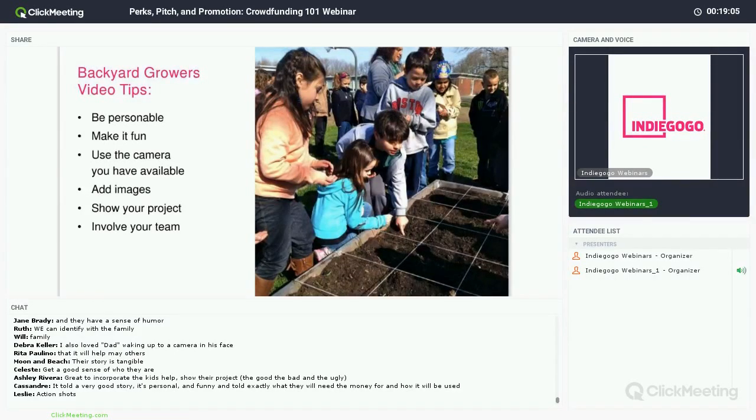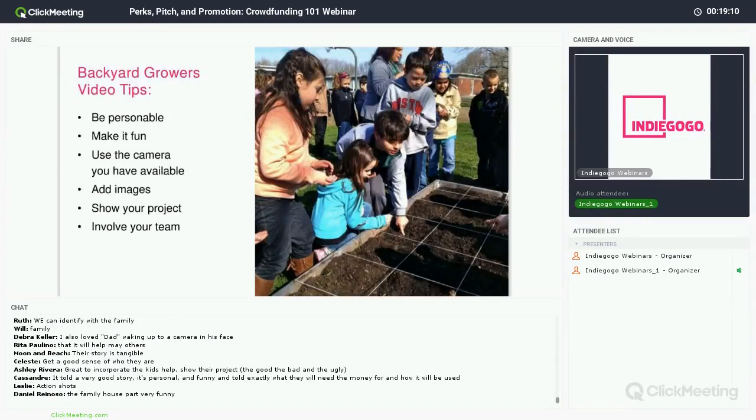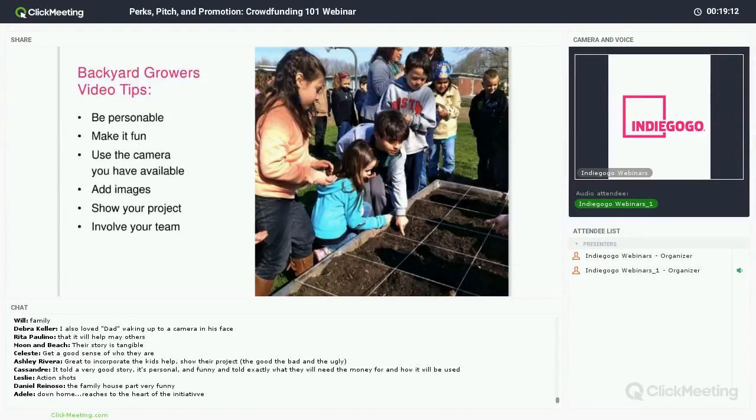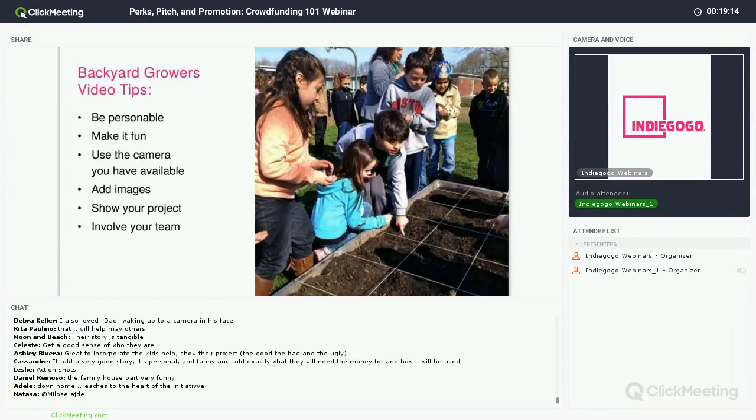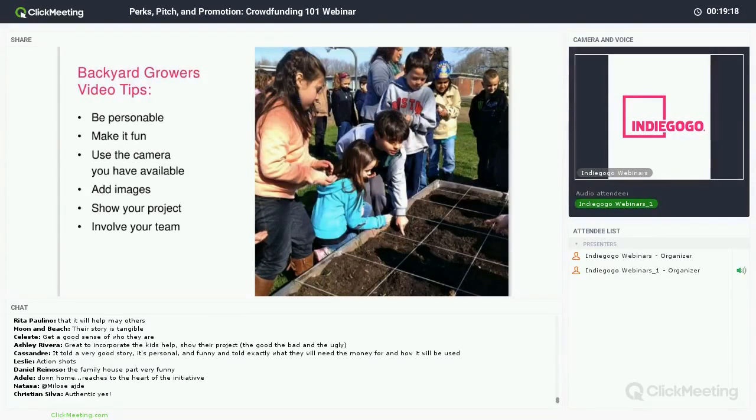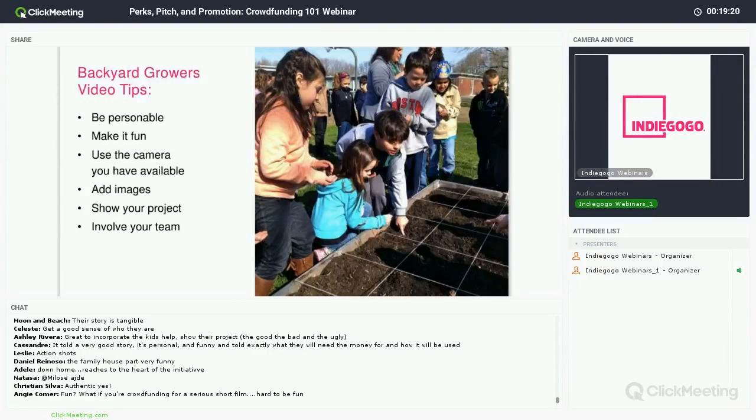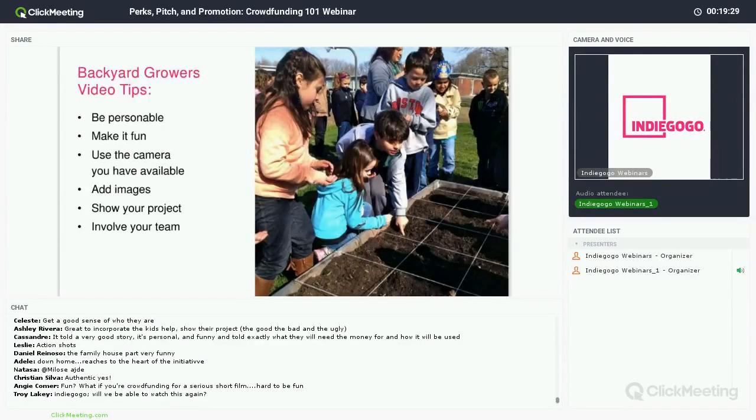Add images. As you could see, this video really showed, well, I guess add images and show your project are very similar in that they showed very detailed information of what was going on at this farm. And you don't want to be afraid to show everything that you're doing. Again, this is crowdfunding. People are getting involved in your project. They want to know. They want to see inside of what's happening.